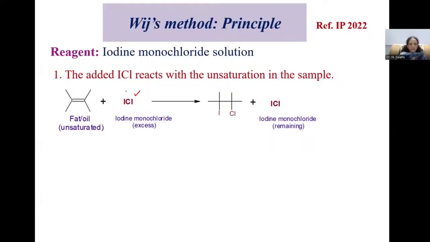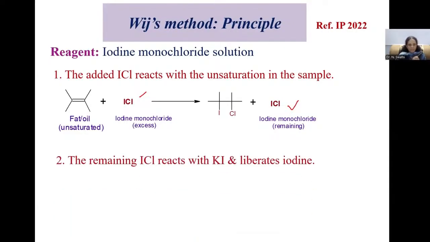So this iodine monochloride reagent will be added across the doubly bonded carbon atoms. So iodine gets attached to one carbon and chlorine gets attached to the other carbon. That is how an unsaturated compound gets converted to a saturated compound. So here we are using excess of iodine monochloride. That means only some of the added iodine monochloride will be utilized to saturate the fat or oil, and some amount of iodine monochloride will be left over in the iodine flask.